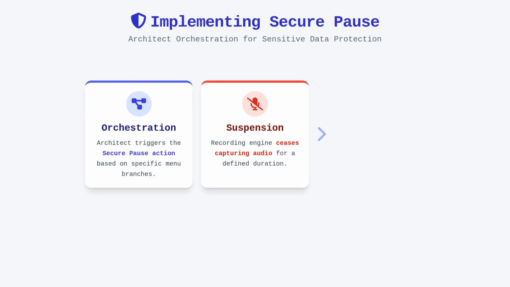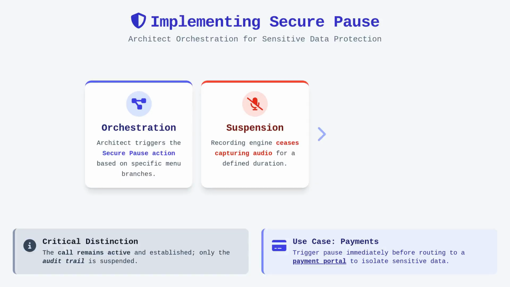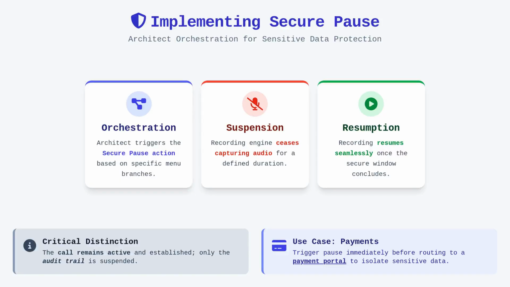For instance, in a payment collection scenario, the flow might trigger a secure pause immediately before routing to a payment portal or automated payment application. It is vital to recognize that the secure pause is an instruction to the recording service, meaning that the underlying call itself remains established and active, while only the audit trail is suspended. When the secure window concludes, the system resumes recording seamlessly, providing an uninterrupted record of the conversation while effectively isolating the sensitive data input path from the recording repository.